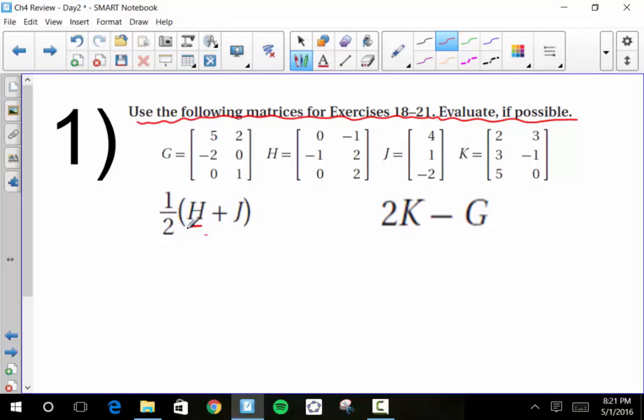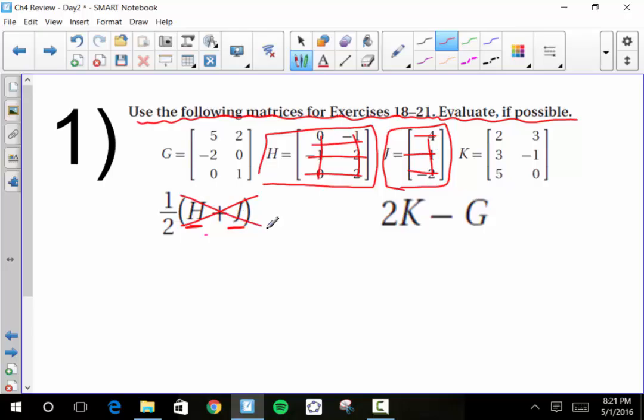So how do you determine if you can add 2 matrices? Well, the matrices have to have the same dimension. So let's see if H and J have the same dimensions. Here's H and here's J. H looks like it's a 3 by 2, and this one is a 3 by 1. So they do not have the same dimensions, therefore you cannot add these two.